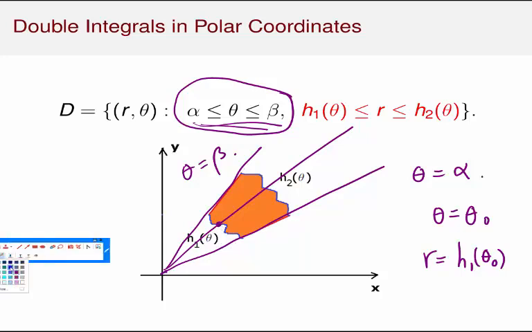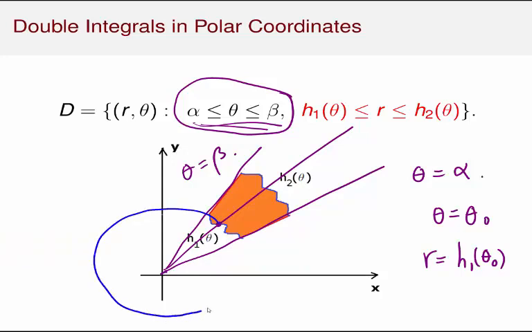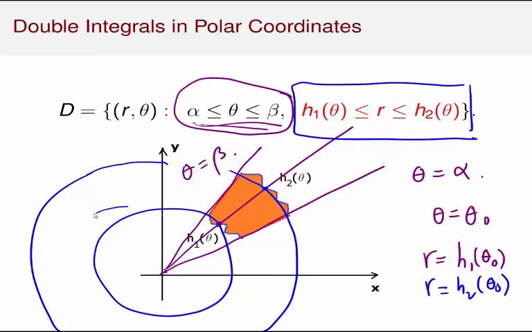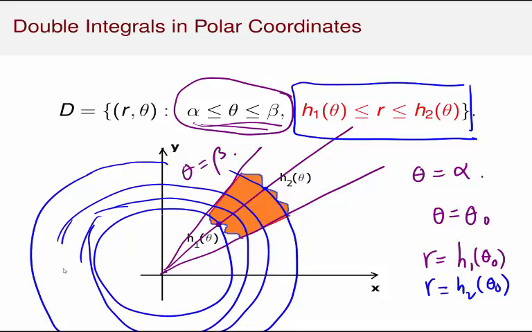Then we're going to have this circle whose radius is equal to this number. Okay? And likewise, the upper bound is another circle, r equals h2 of theta naught. So let's say h2 of theta naught is somewhere here. Then we have another circle which looks something like this. The bounds on r tell us to include all the circles between these two circles. So we're going to look at all these circles between these two circles intersecting the region D.